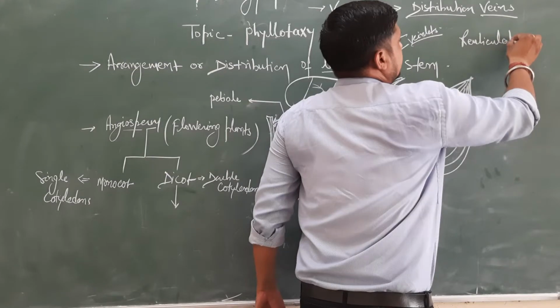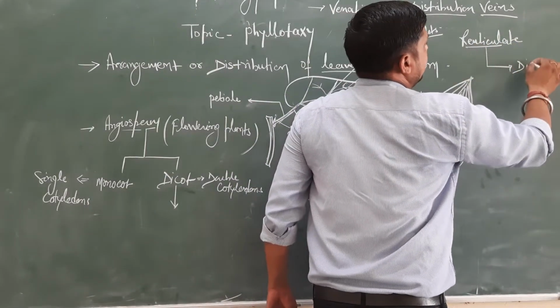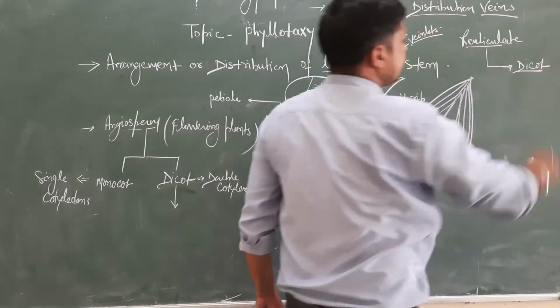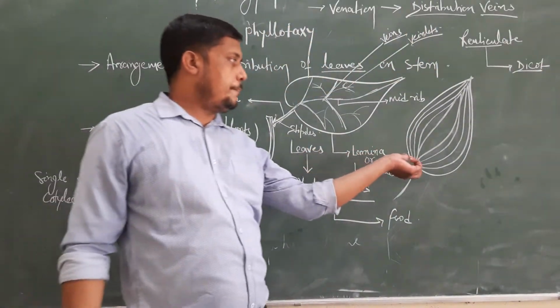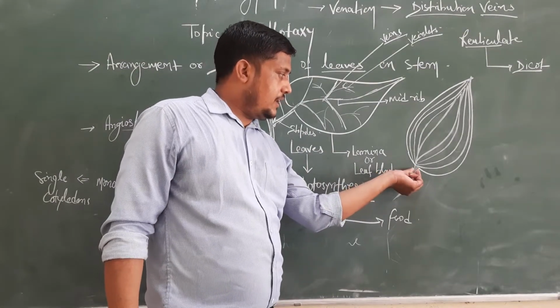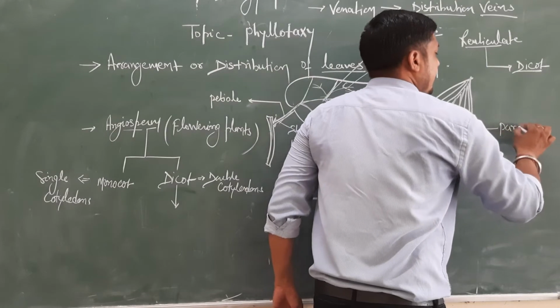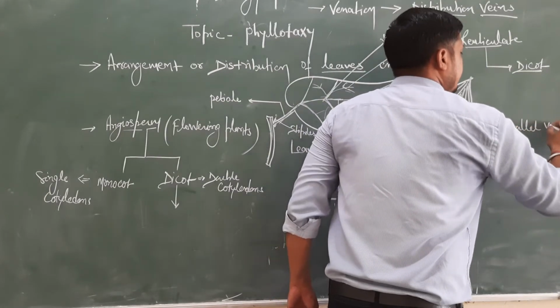So reticulate venation is basically mainly found in which type of plant? That is in the dicot plants. But another venation is the parallel venation, where all the veins start from the leaf base. That type of venation is called the parallel venation.